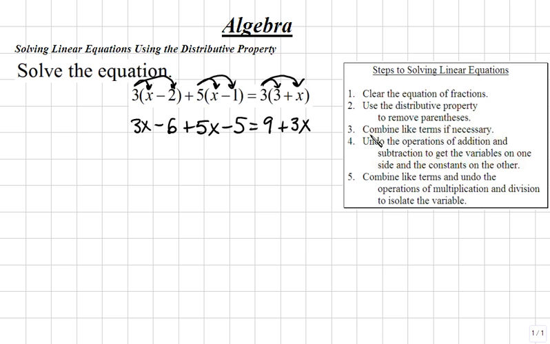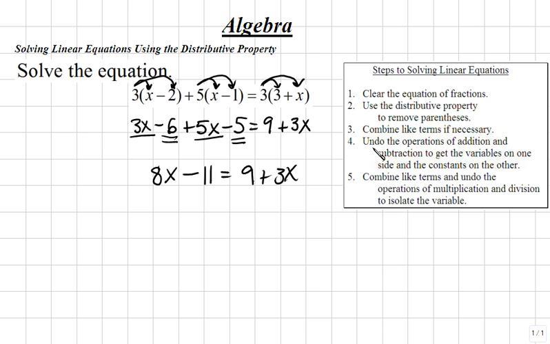In our third step, we'll combine like terms if necessary. On our left side, we see we have 3x's and 5x's. These will add together to become 8x's. We also have minus 6 and minus 5, which will combine to become minus 11, equals 9 plus 3x.